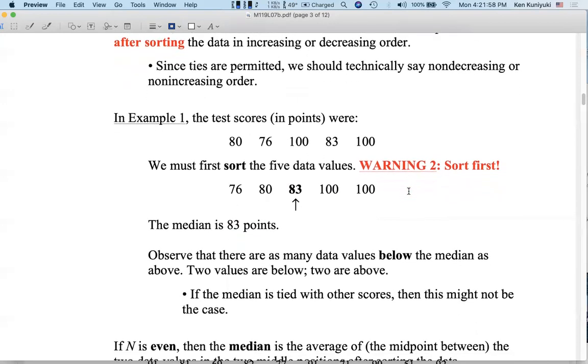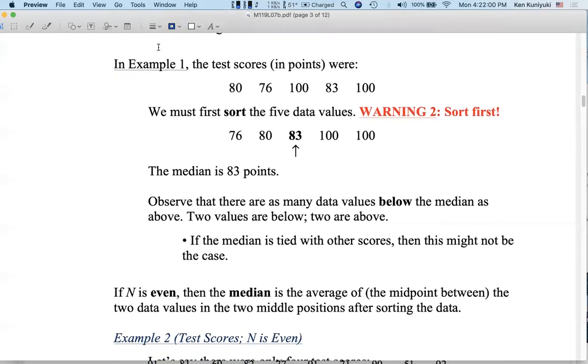Now here's one characteristic for the median. Observe that the median has the characteristic that we have 2 values below the 83 points, and we have 2 values above the 83 points. So observe that there are as many data values below the median as above. In this case, we have 2 values below the 83 points and 2 values above the 83 points.